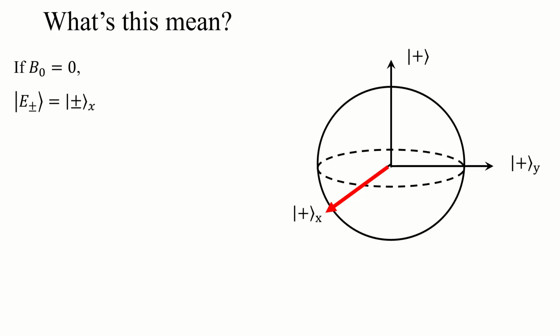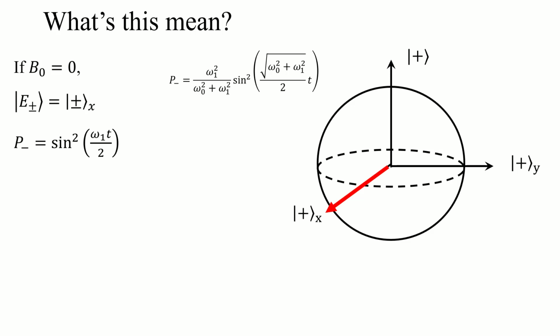Now, Rabi's formula gives us this and lets us know what the probability of measuring a spin down at some time t would be. Taking omega naught equal to 0 gives us this. That simplifies things quite a bit. And it looks like we have that probability is going to oscillate between 1 and 0.